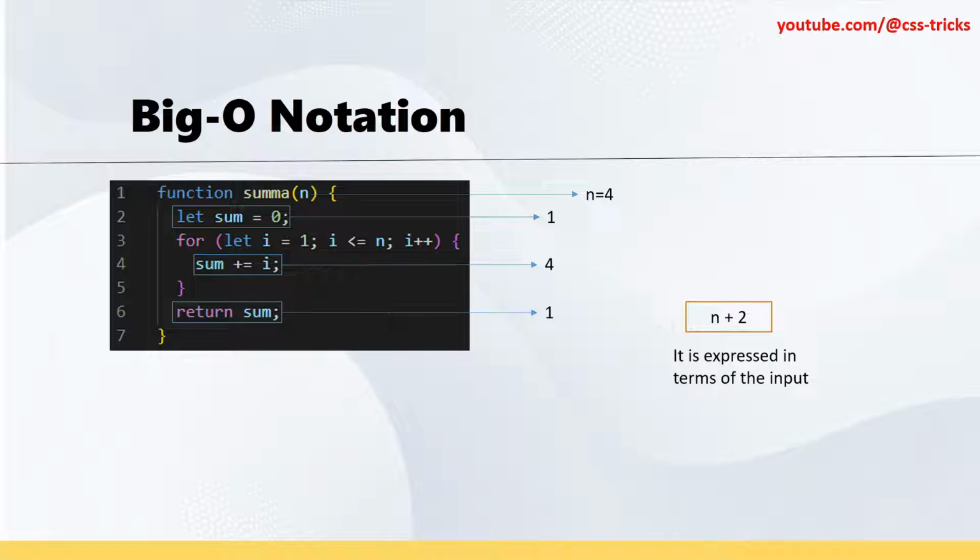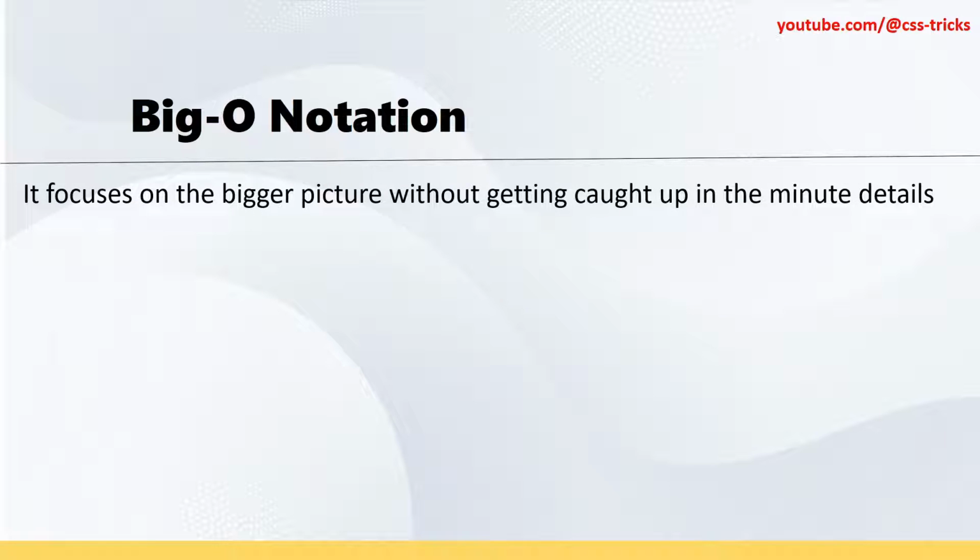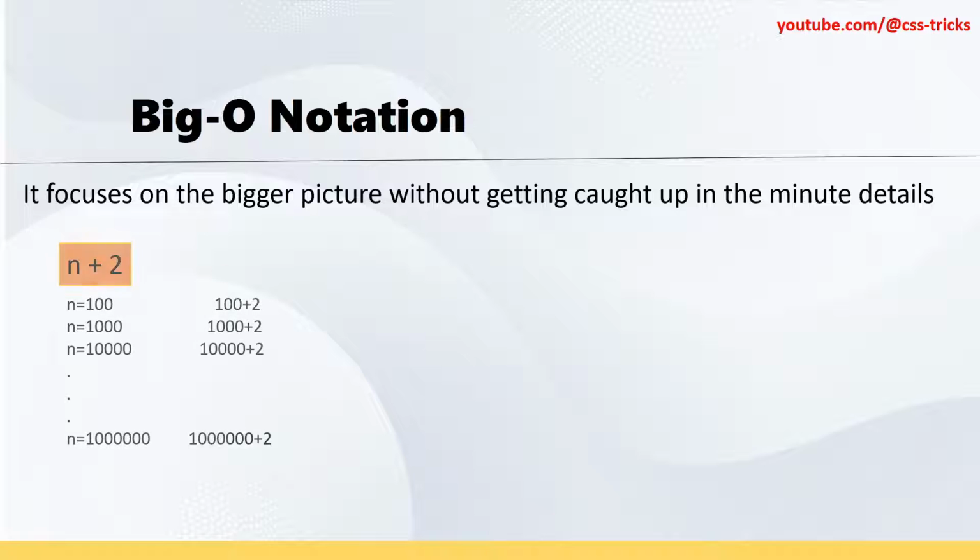Our time complexity is dependent on the input size, and this is the first characteristic I mentioned a minute ago. Big O is expressed in terms of the input. The second point is that big O focuses on the bigger picture without getting caught up in the minor details. Let's plug in a few values to n and understand this point.